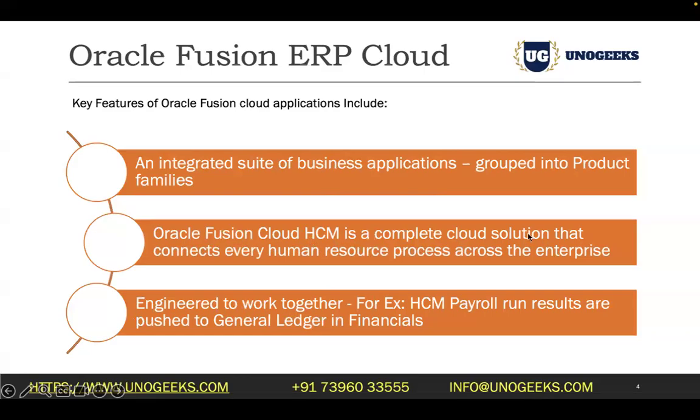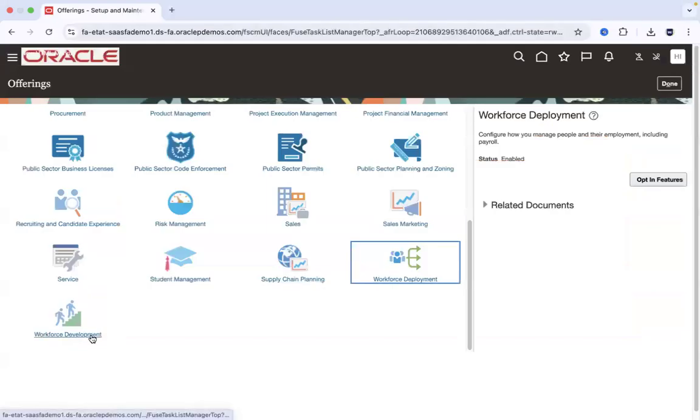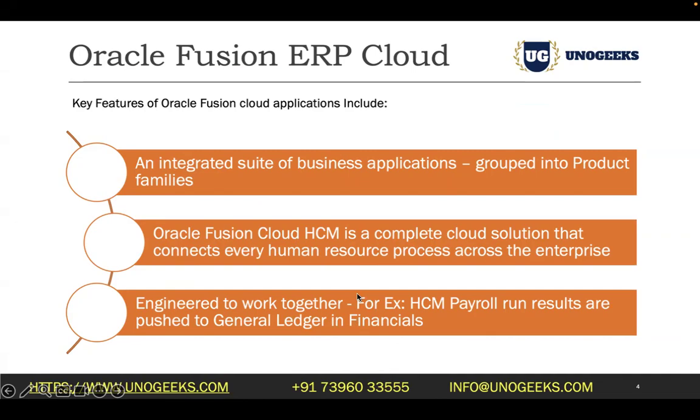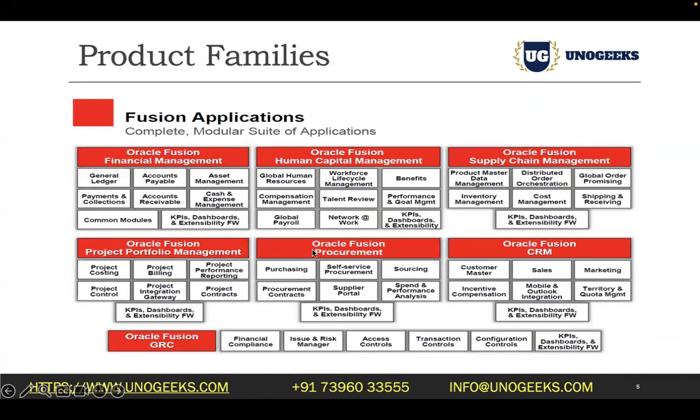And Fusion HCM Cloud is a complete cloud solution, and you would be able to manage any HR process across the enterprise with the help of these three. And of course, you also have recruiting cloud as well. This one is also related to HCM. These modules are engineered to work together, like HR talks to payroll, absences talk to payroll, and so on.